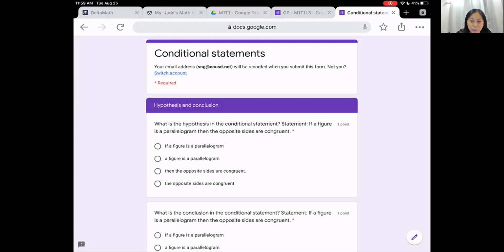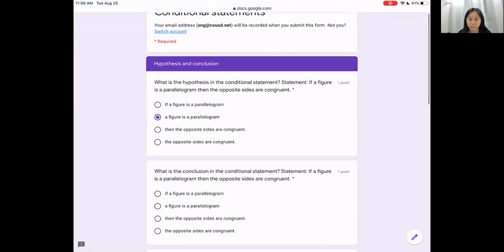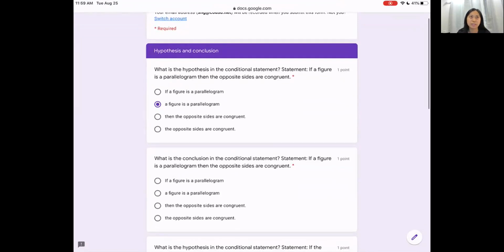Right after the word if. Like literally, I don't know how to point because I can't point. Oh, a figure is a parallelogram. There we go. A figure is a parallelogram. Like literally right after the word if. That is our hypothesis. Good, good. And that's in your notes. It says hypothesis is the phrase directly after the word if.